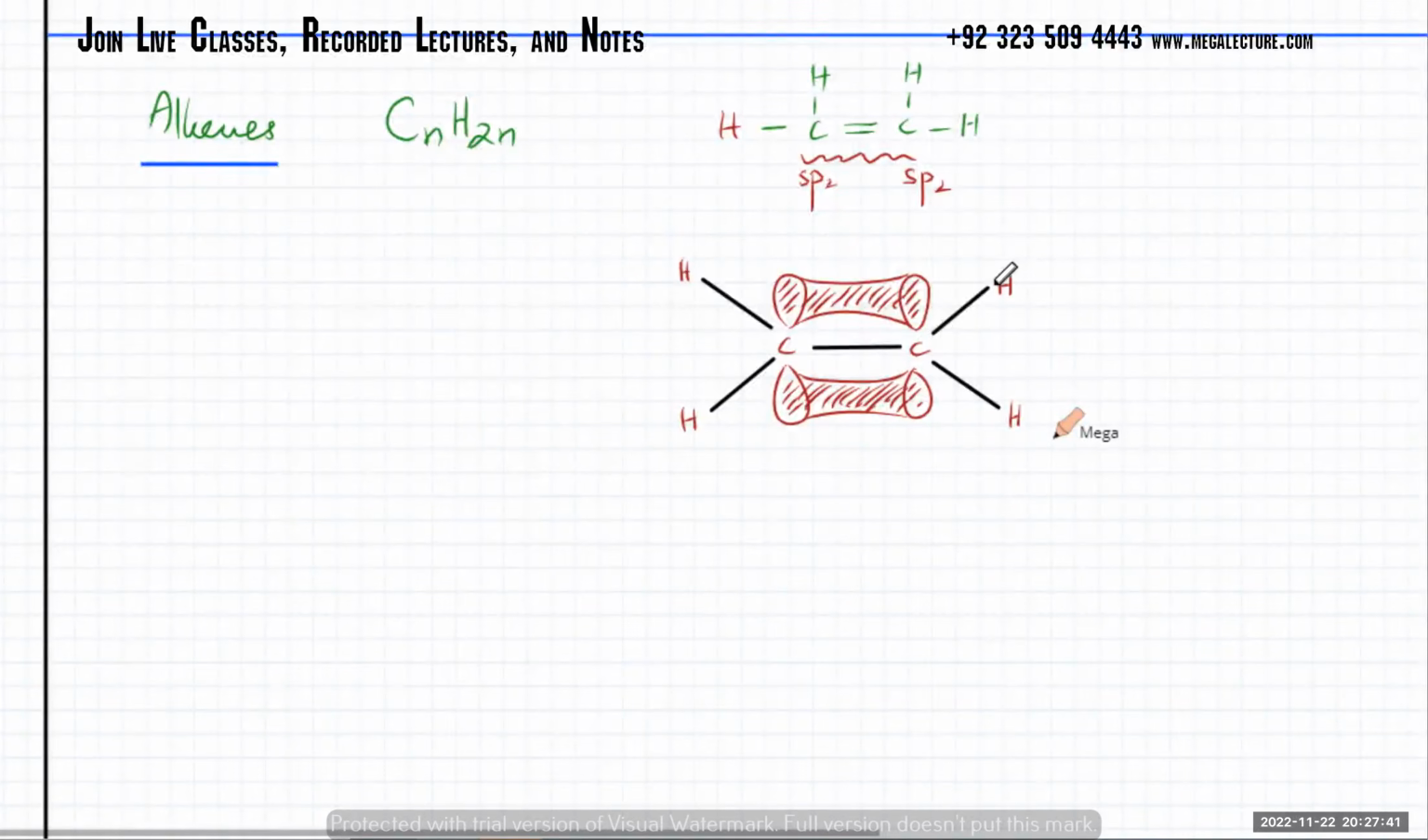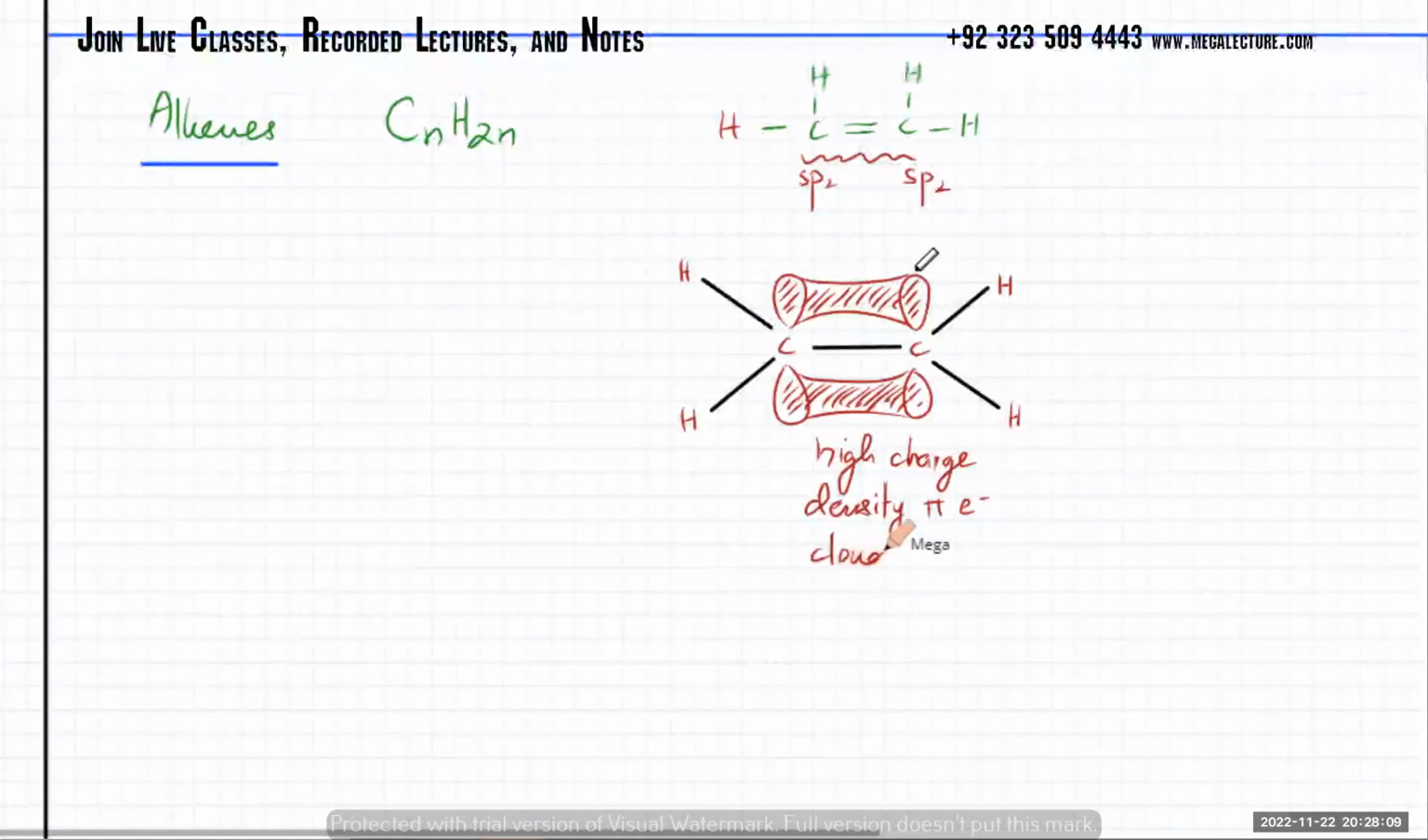The carbon and H are sharing electrons over here, but one of the electrons would be overlapping above and below. That will make the double bond. So you've got a pi electron cloud, and that's a very high charge density pi electron cloud, okay? So the high charge density pi electron cloud.